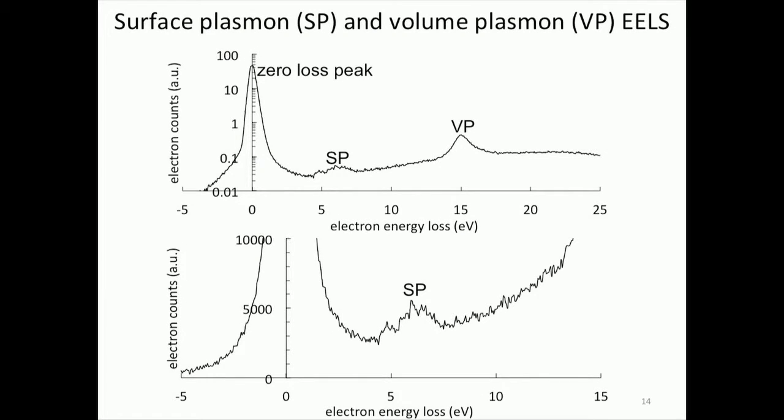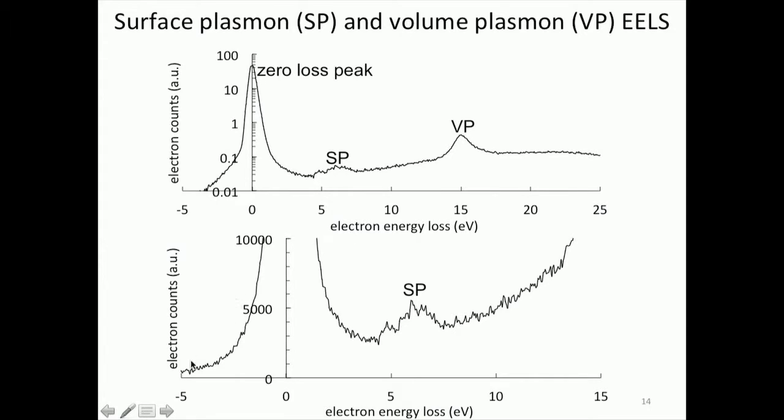Then here is a typical spectrum. We have electron counts on the y-axis as a function of electron energy loss. Here I show you 3 peaks. The first peak at 0 electron volts, or 0 energy loss, is what I call the zero loss peak. All the electrons around this energy didn't lose energy, or they lost a very small amount of energy. And you can see here around 5 to 6 eV, one surface plasmon peak, and at 15 eV, the volume plasmon peak. So let's focus now on the surface plasmon modes.